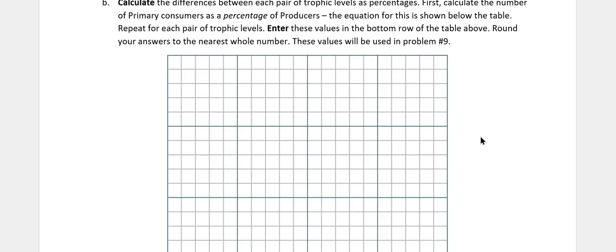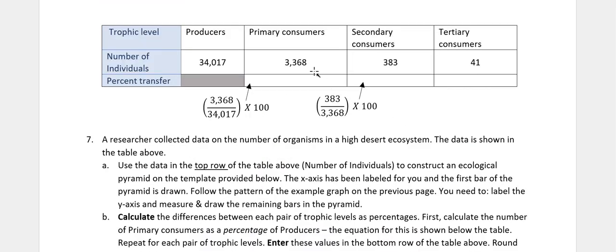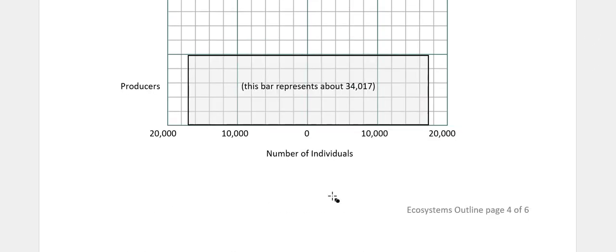So let's look at how you would do the next bar. So the primary consumers, there are 3,368 of those. And we can round these. We don't have to be really exact with these graphs. Okay, but if we round that, that's roughly about 1,800 or 1,900 primary consumers. So how would we do that?